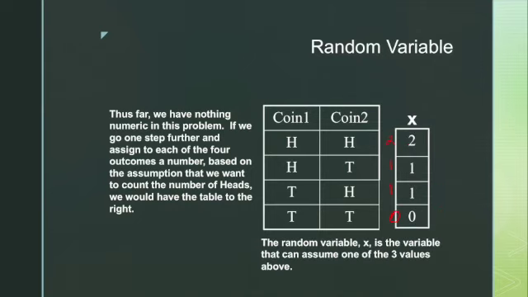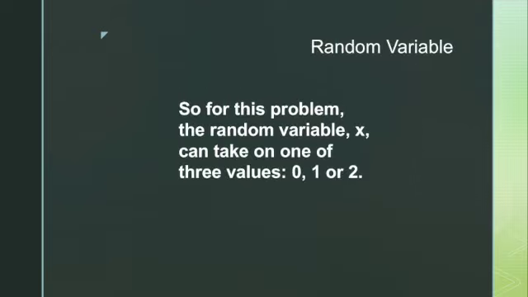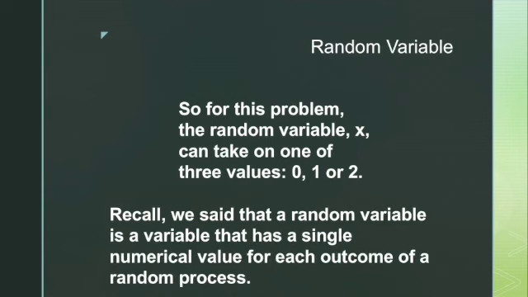And it can only take on these 3 values, 2, 1, or 0. So far, for this problem, our random variable is x, and it can take on either the value of 2, 1, or 0. Recall what we said: a random variable has a single numerical value for each outcome of a random process. Flipping a coin is a random process.